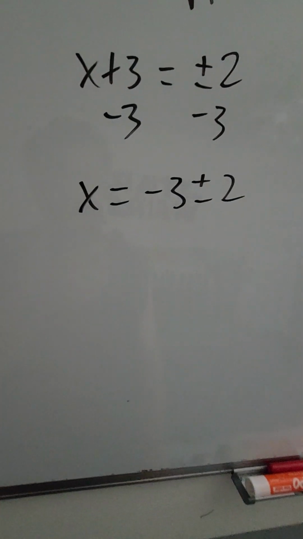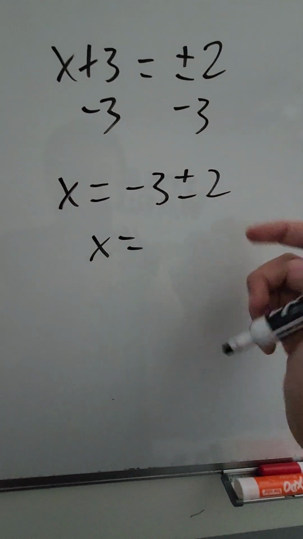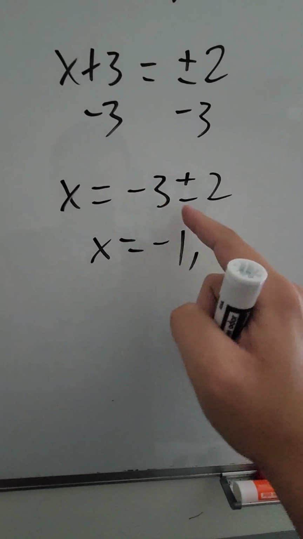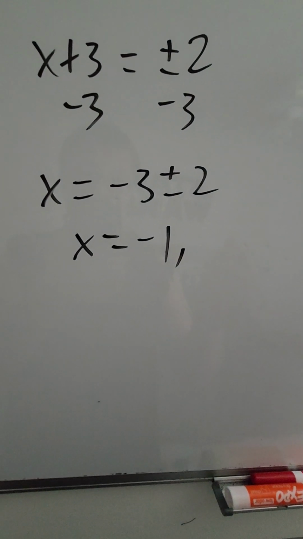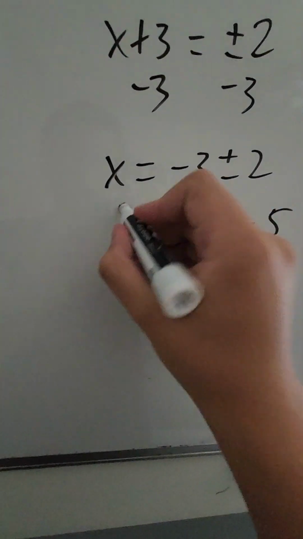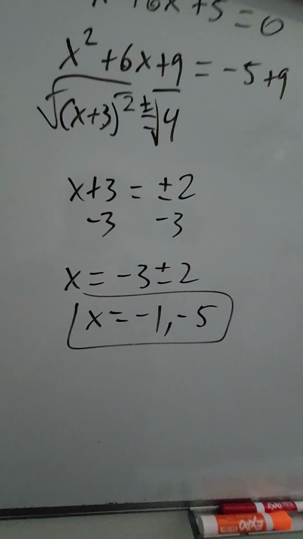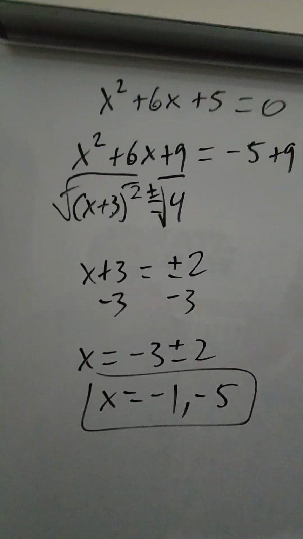And now we can just solve this pretty easily. -3 plus 2 is just going to be -1. -3 minus 2 is just going to be -5. I have to do it in my head. But yeah, there you go. Those are the answers. That's probably my favorite way to do it. But yeah, completing the square.